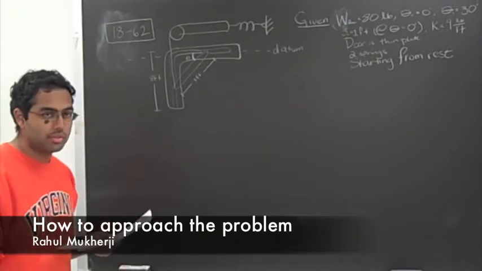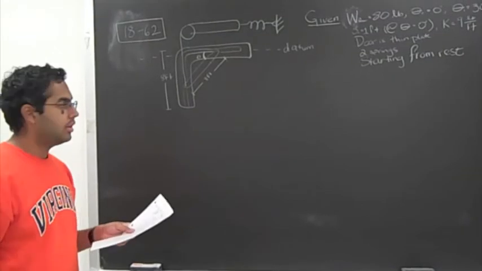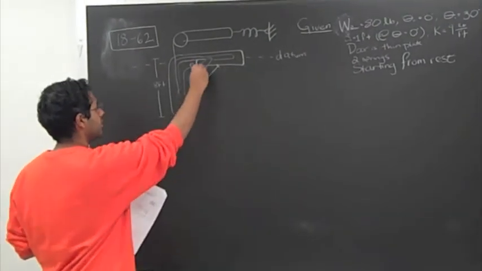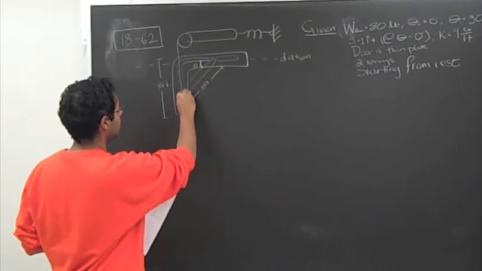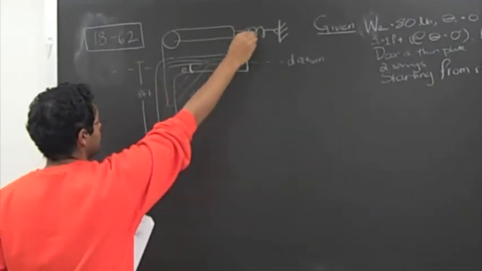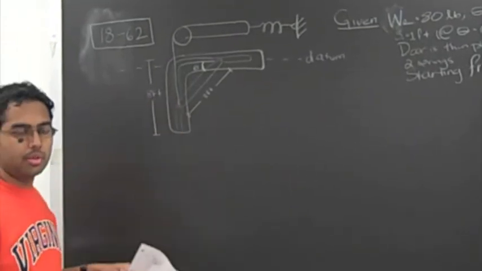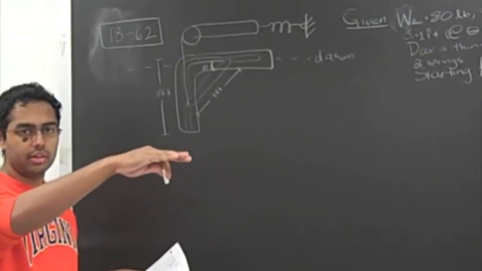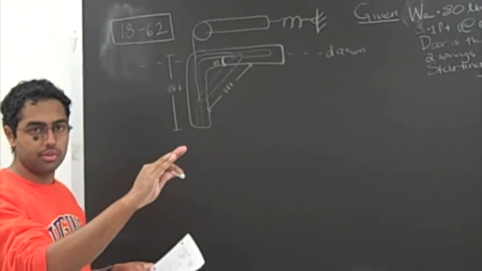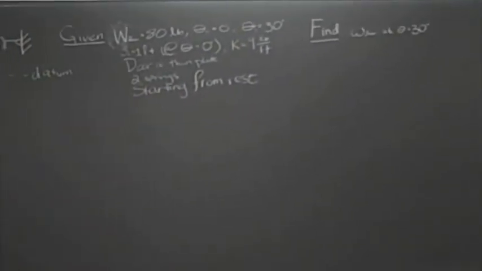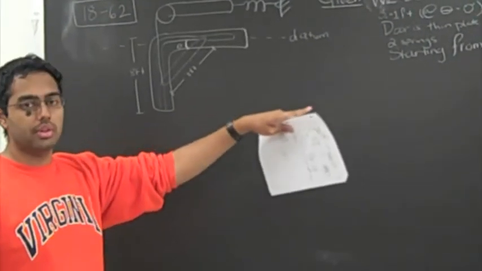Alright, so the problem we're solving is 18.62. The problem is basically a garage door that is attached by a rope to a spring at the top, and there are springs on both sides of the door. The problem starts off with the garage door flat, and then it goes down to a certain degree, which for this problem is 30 degrees. We're asked to find the omega of the door at 30 degrees.